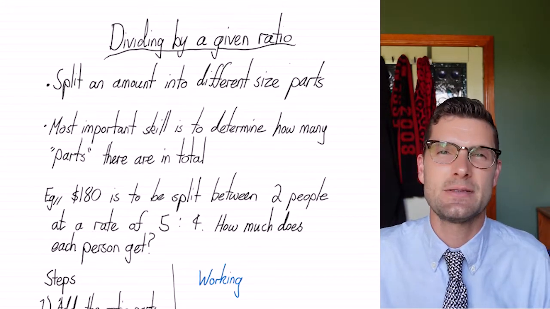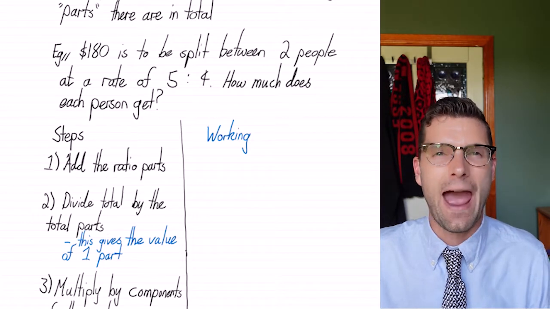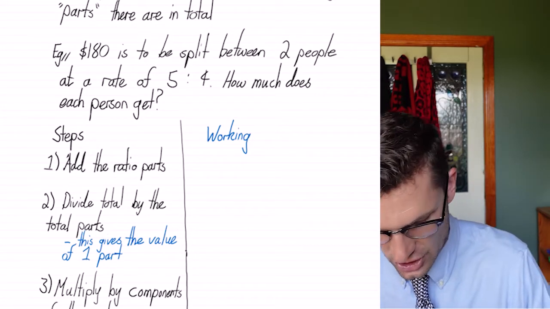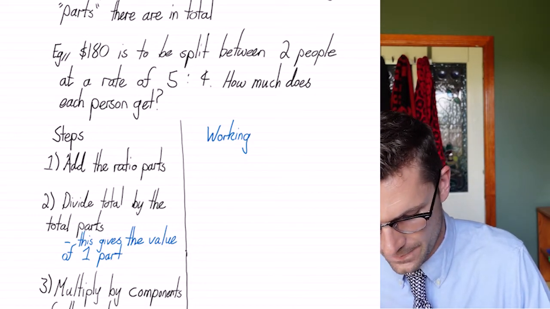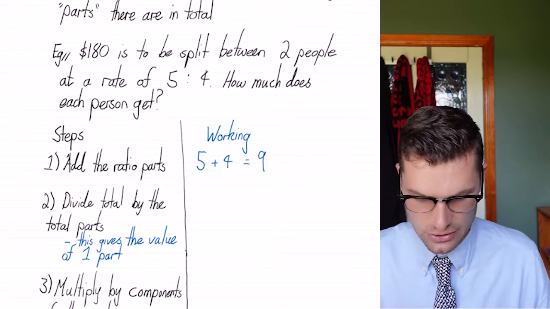So the steps here are on the left and our working out's on this side. So the first step is we've got to add the ratio to find the total amount of parts. So that's just 5 plus 4 is equal to 9. So that's how many parts we have in total.